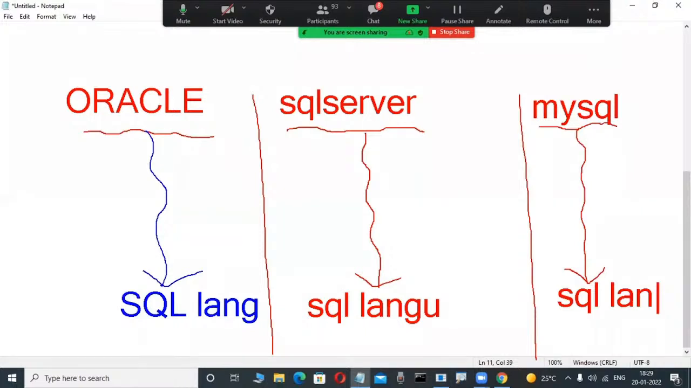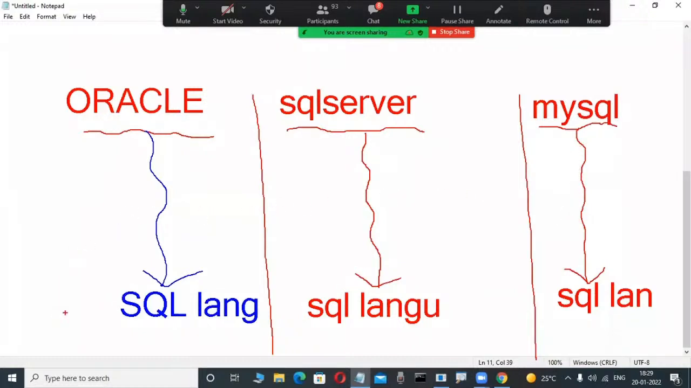Now what is my doubt? Many people attending this demo class have a doubt: are these SQL languages all the same or different? Can anybody guess? Only one answer is correct. Suppose you are working on an Oracle database product, your friend is working on SQL Server, and your other friend is working on a MySQL database product.